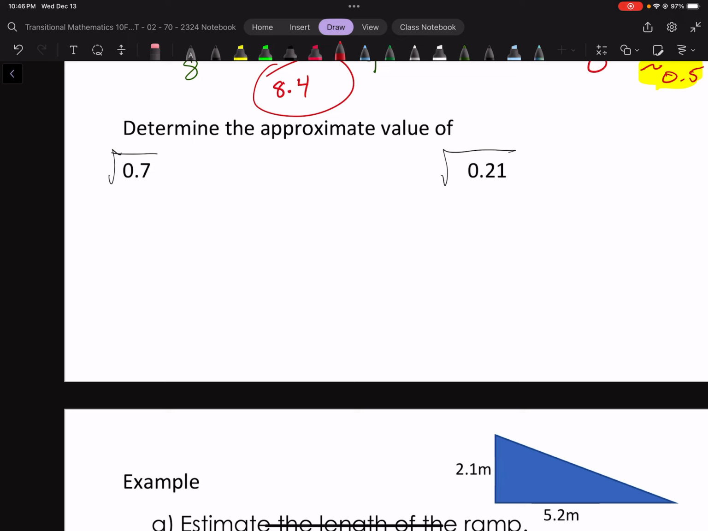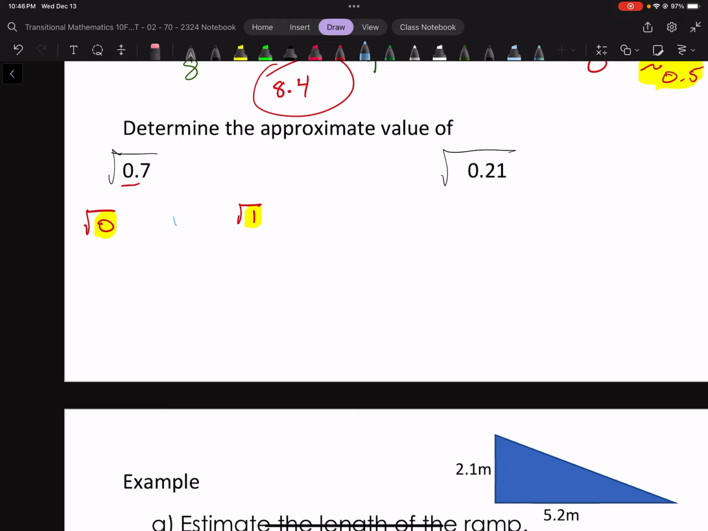So now I'm going to try to determine the approximate value of the square root of 0.7. The square root of 0.7, well, 0.7, I'm going to put my benchmarks. There it is. It's probably somewhere between the square root of 0 and the square root of 1. 0.7 isn't a perfect square, but what I can do is let my radicand, that number underneath the radical or square root sign, be an integer, a whole number. And it makes it quite easy.